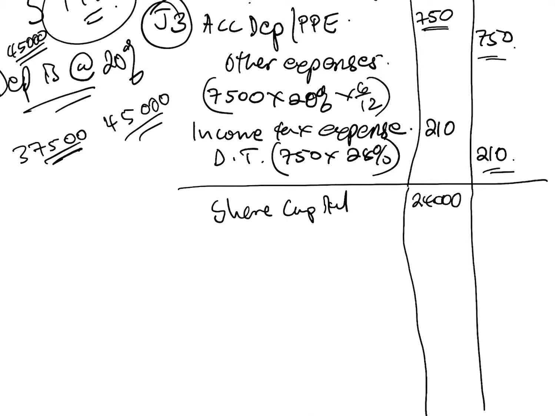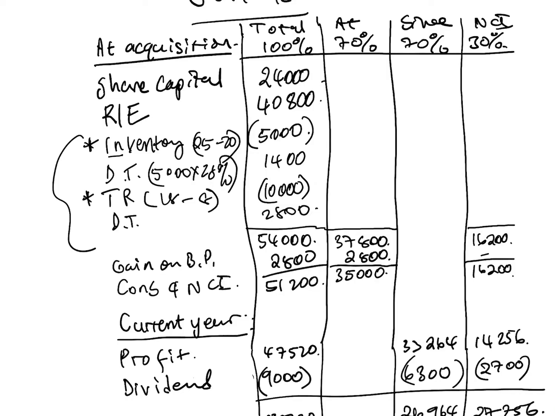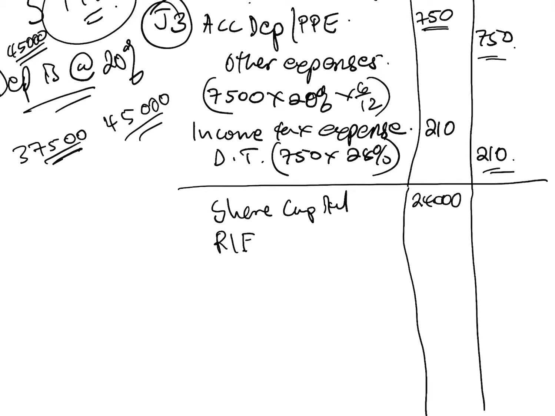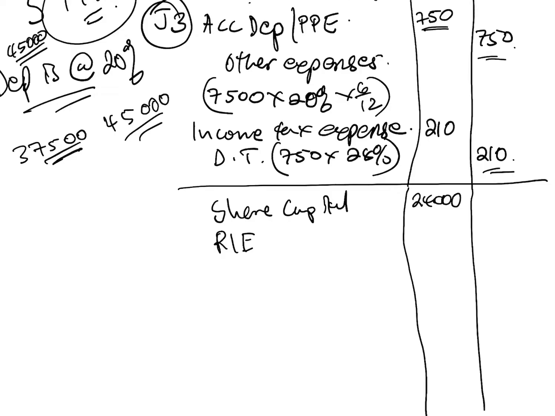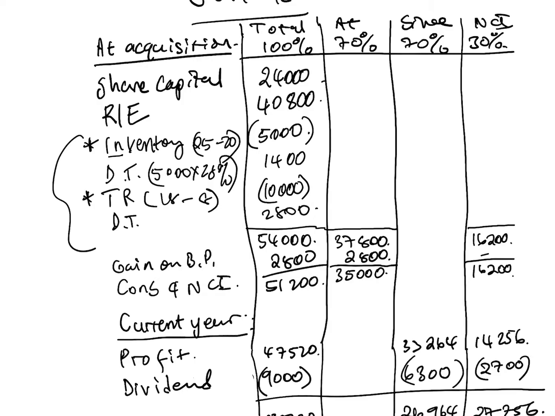Right, retained earnings. If you want, what you can do with the retained earnings is come and say 40,800 minus 5,000 plus 1.4 minus 10 plus 2.8. You put that amount in retained earnings.